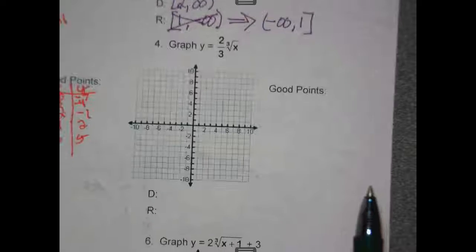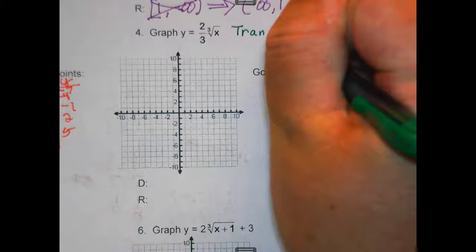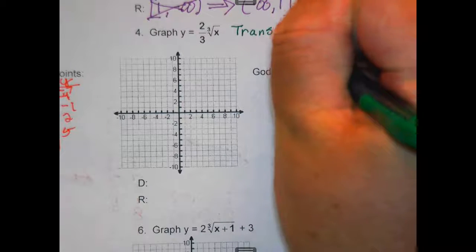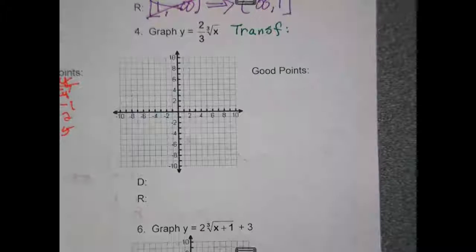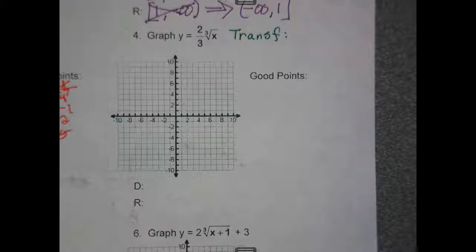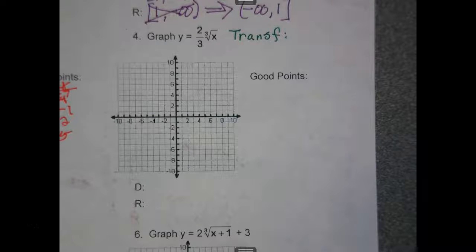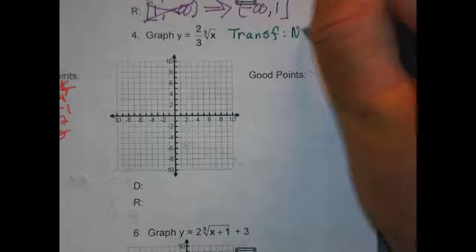All right, number 4. What are my transformations here? What are my transformations? This is a cube root, so be careful. These are harder. The only thing that's different is what? Yeah, it has a fraction between 0 and 1. My A, it's positive, so it doesn't flip. So what does it do to my graph? Narrower, right? Compresses.